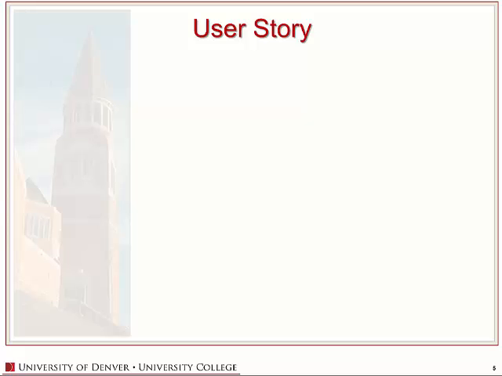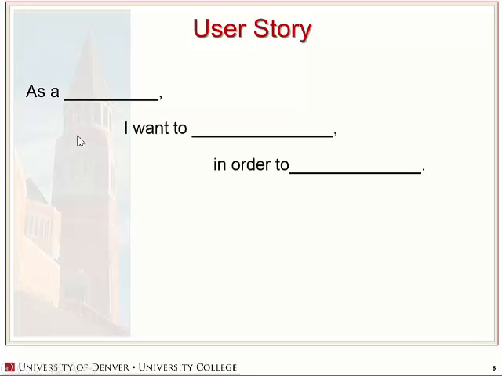We are going to begin each use case with something we're going to borrow from the Agile methodology, and that is a user story. A user story is a single sentence, and it provides an overall context to what the use case is trying to convey and accomplish. And it goes something like this. As a blank, I want to blank in order to blank. And let me take a moment here to fill in each of those blanks.